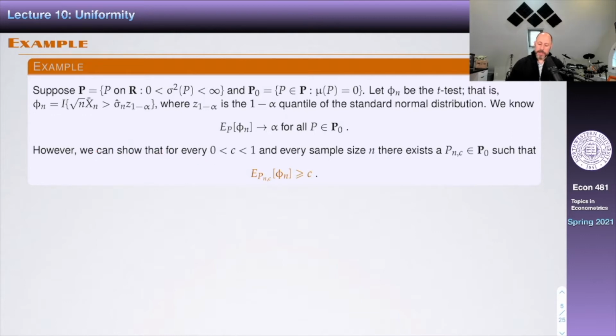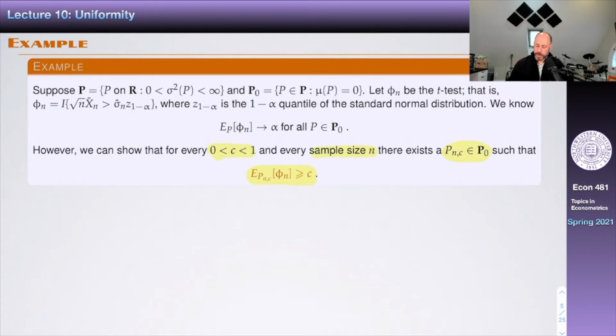However, we can show that for every C, okay, and C here is a constant, a number between 0 and 1, and every sample size n, there exists a distribution in this set that I'm calling P naught, such that the rejection probability under that distribution is greater than or equal to C. So let me pick C. Suppose that I pick C equal to 50%. I'm saying, well, for every C, so I pick 50%, and every sample size, just give me your sample size, 10 million. Okay, there's a distribution such that the rejection probability with a sample size of 10 million is above 50%. And this distribution is in the null. Okay?